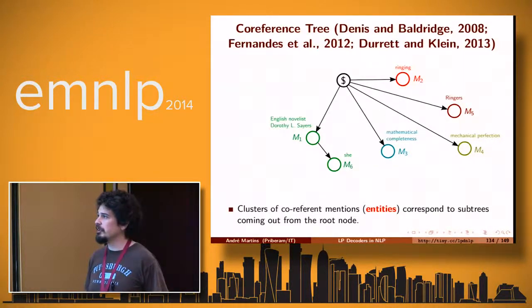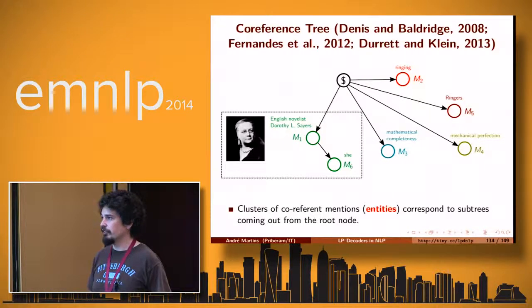Okay. So in this example, this is a coreference tree for the previous example, where she refers to Dorothy Sayers, and all the other mentions are non-anaphoric. If you build a tree like this, we could recover the entities corresponding to these mentions by looking at the subtrees that come out from the root. So in this case, we get an entity for Dorothy Sayers, and we get different entities for these other four mentions. Okay?